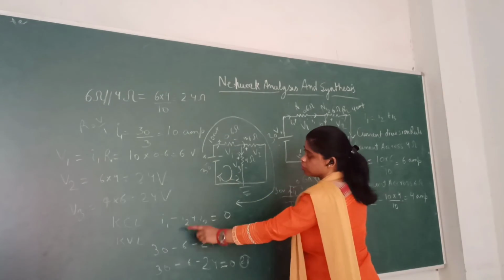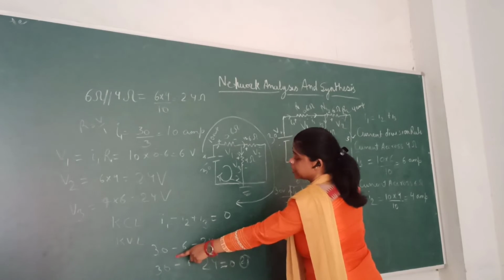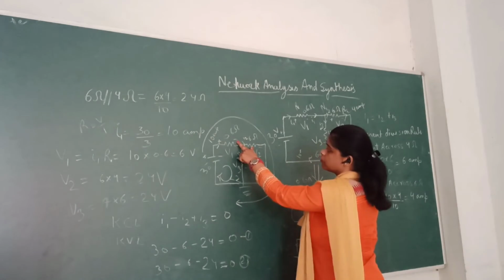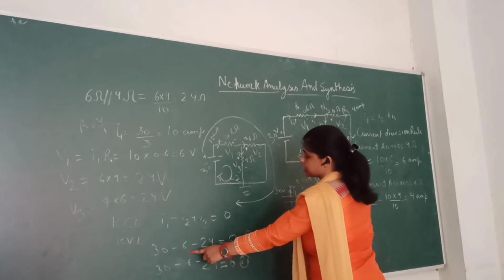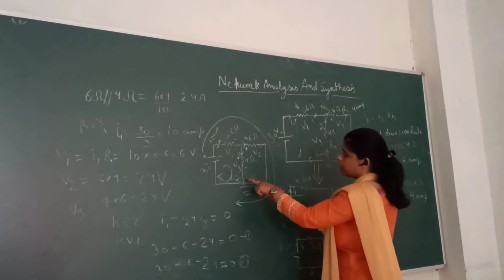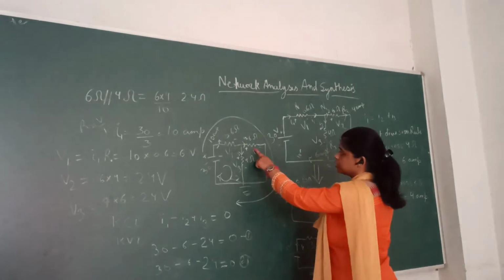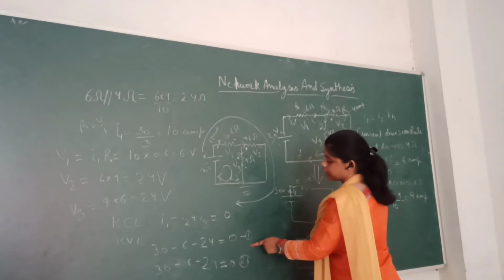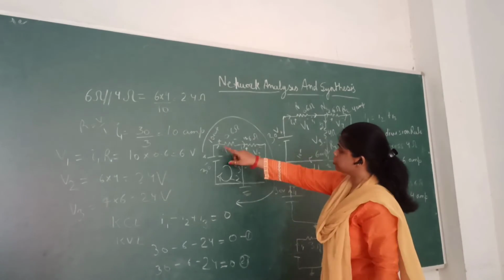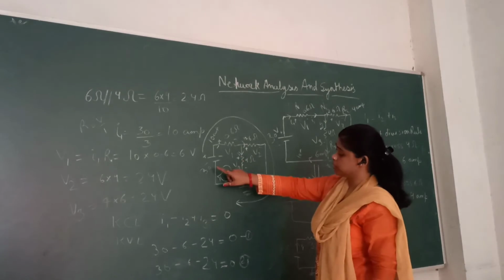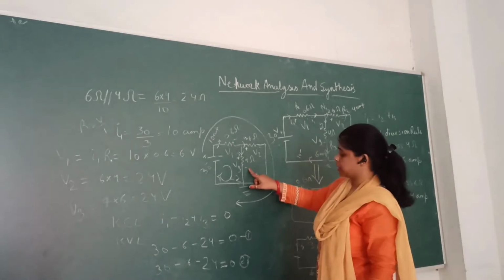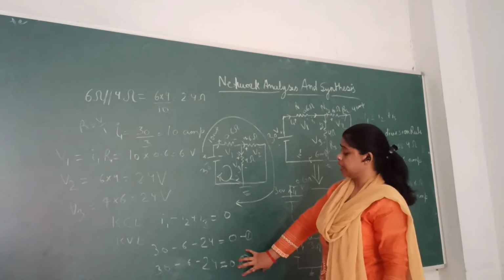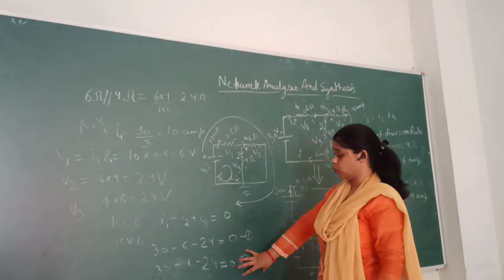the sign. So here we have written 30, and with minus 6 volt it is written here. And for this loop again, this is minus 6 minus 24 written, and we are getting 0. This is also forming a loop, that is 30 minus 6 minus 24, and we are getting the resultant as 0.